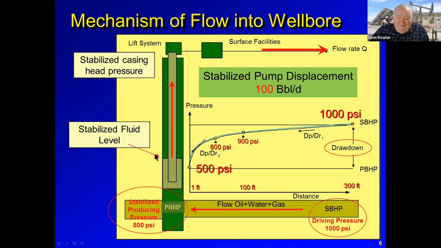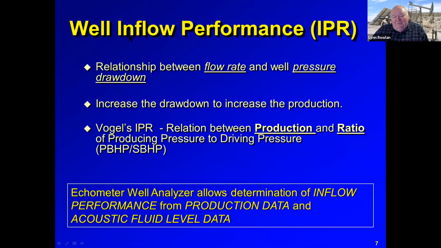We call it a radial flow inflow performance curve. There's different types of relationships between the drawdown, or the producing well pressure, compared to the static. And the relationship is that the lower the producing bottom well pressure is compared to the reservoir pressure, the higher the inflow of liquid. And to get more production, you need to increase your drawdown.